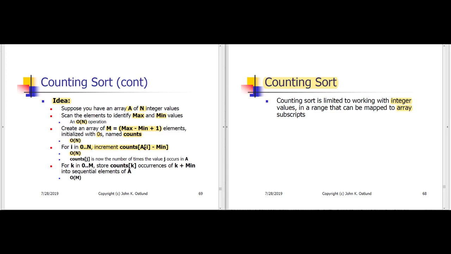After we've gone through the n elements of A, what we'll end up with is that each count sub j value is going to be the number of times that the particular value j occurs in the input array A. Okay, so finally we're going to go back through our array of counts from 0 up to m minus 1, and we're going to place count sub k occurrences of the appropriate value into sequential elements of A. Now, because there's m elements in the array counts, this is an order m operation.